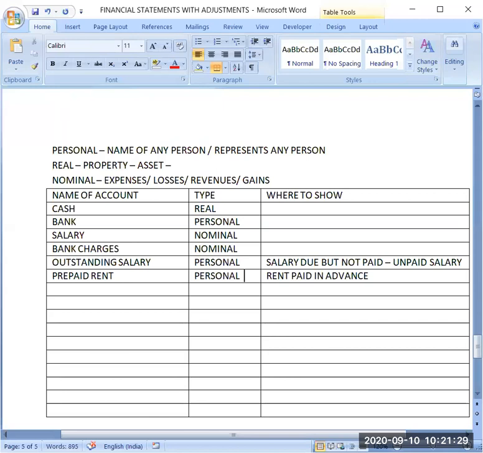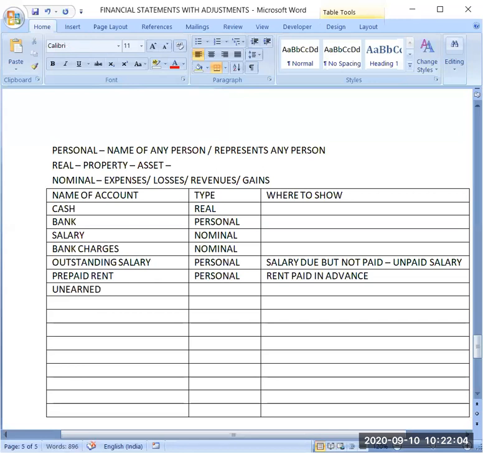How to identify such accounts? If before or after any expense you are finding words like outstanding, paid, unpaid, unearned, accrued, either before that expense or after that expense, then these accounts become representative personal accounts. I give you one more example.